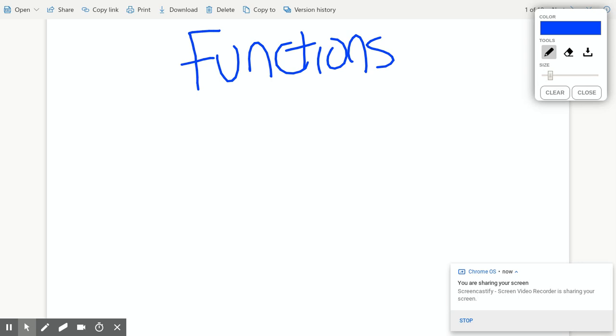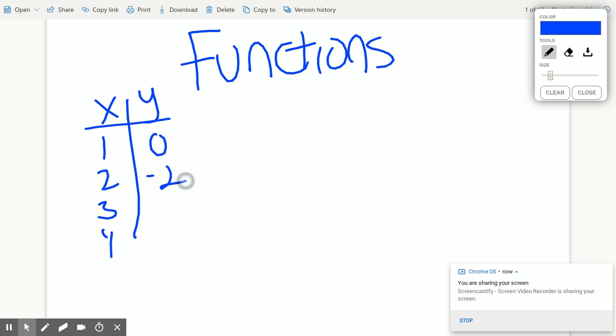So an example of a function, if I'm looking at a table, I'm looking at x and y, 1, 2, 3, 4. And we'll just assign random y values, 0, -2, 4, and 7. Each one of these inputs right here has a distinct output.